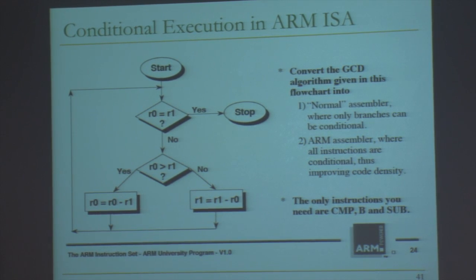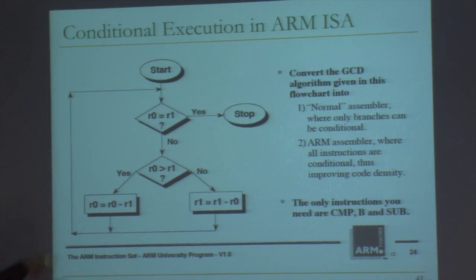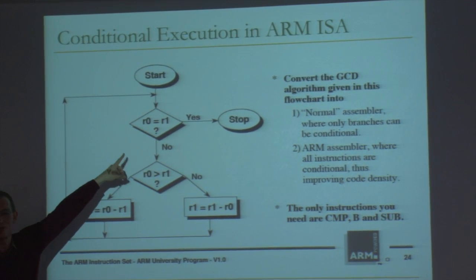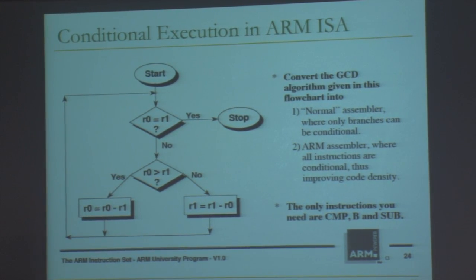This implements the greatest common denominator algorithm. And this is the flowchart of the algorithm. Basically, you test if R0 is equal to R1. If not, you do something, right? You subtract, and eventually you figure out which one's the greatest common denominator between 2 numbers that are stored in R0 and R1. We can think about this.